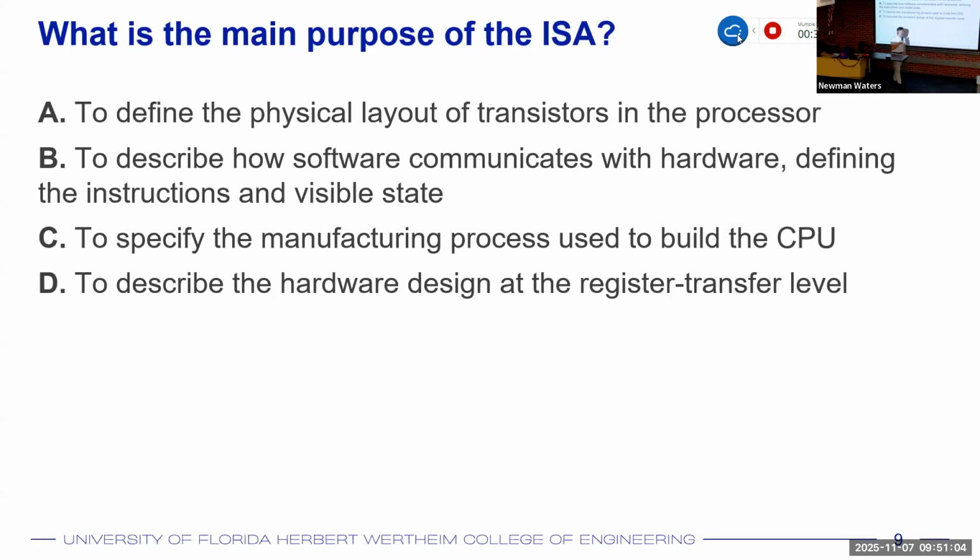Should be super easy. So the second one is to describe how software communicates with hardware, defining the instructions and the visible state, so what's in the memory at this current time. C, to specify the manufacturing process. I mean, probably not. And then D, to describe the hardware design at the register transfer level, something that you've been doing now.